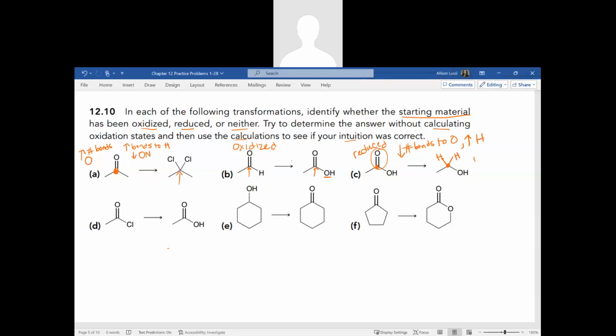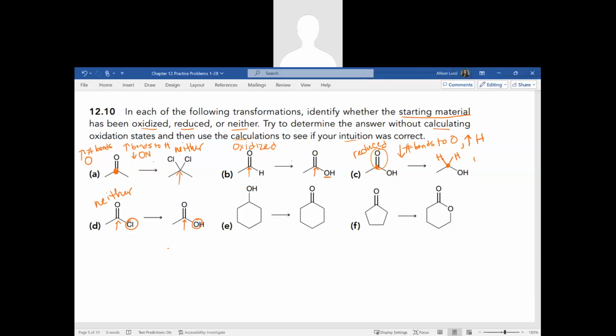In part D, what do we see? We see we had a chloride. We have an oxygen atom here in its place. So our prediction would be that this carbon would be neither oxidized nor reduced. That was the same for our first prediction here. So neither for A, neither for D. And we can confirm that with oxidation state calculations.